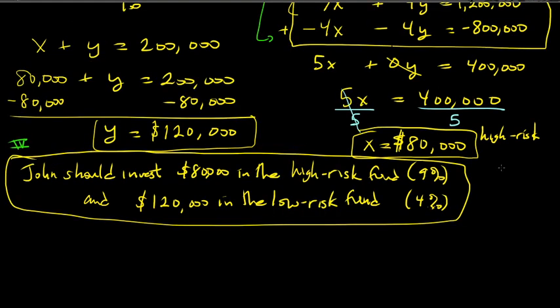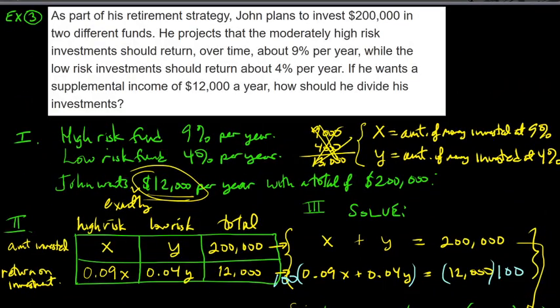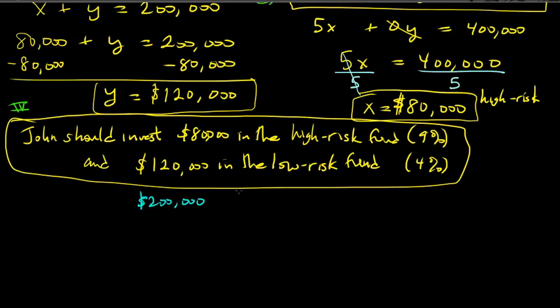And this time I'll leave it to you to check. Well, I'll let you check the easy part. 80,000 plus 120,000, of course, is 200,000. So that was easy. But do we get the 12,000, right? Because remember, it wasn't 100,000 each. It's a little bit more for the low risk than for the high risk.